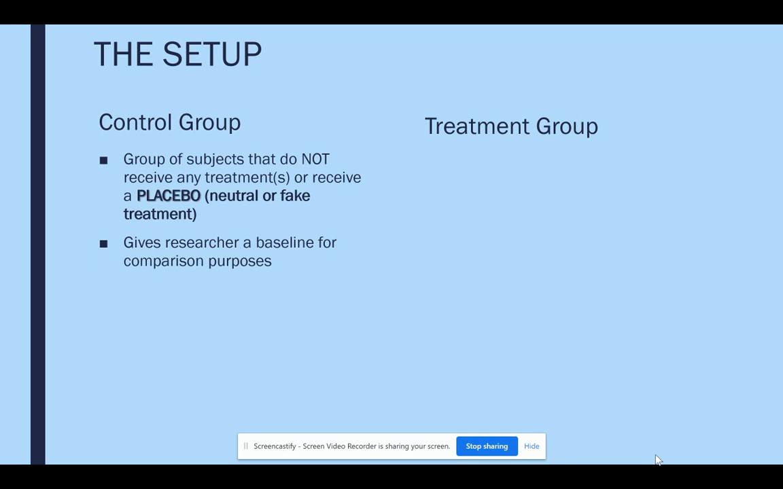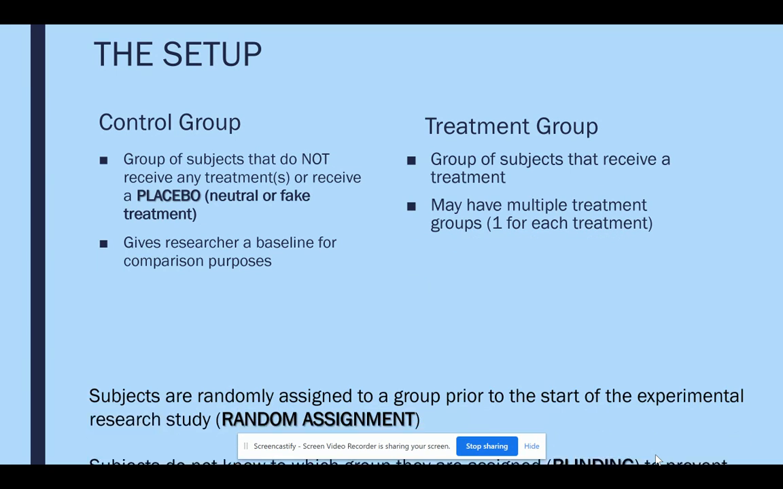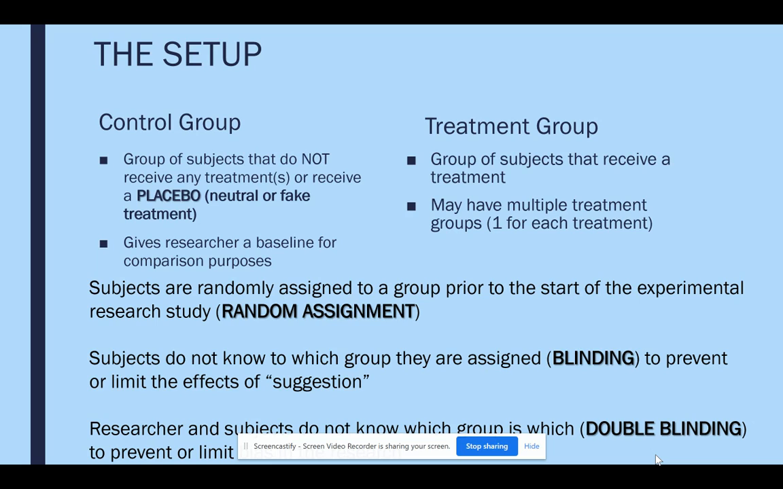You have the treatment group. The treatment group is the group of subjects that actually get the treatment. And again, you can have more than one treatment group, one for each treatment. Ideally, when you're setting up these groups, you want to randomly assign the participants to a group before you actually start the research.